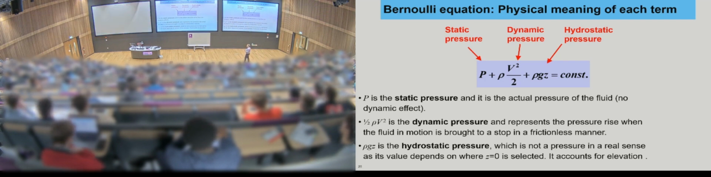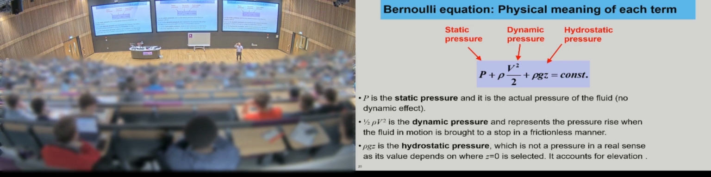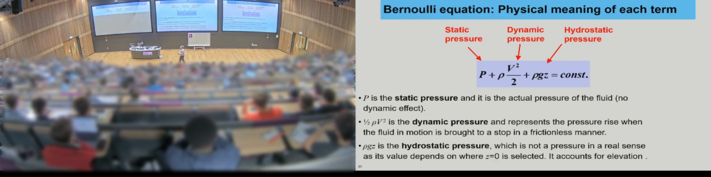So hydrostatic pressure really is not a pressure in a real sense, because its value depends upon where you put your z equal to 0 position. You could say, if I put my z point here, I've got 0 hydrostatic pressure there. How can that be right? So you get a hydrostatic pressure difference, and that's what creates the pressure effect. So basically, the hydrostatic pressure accounts for elevation.